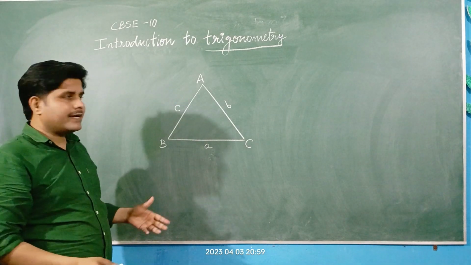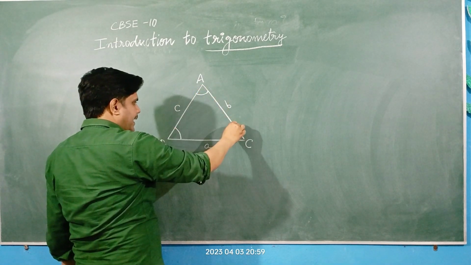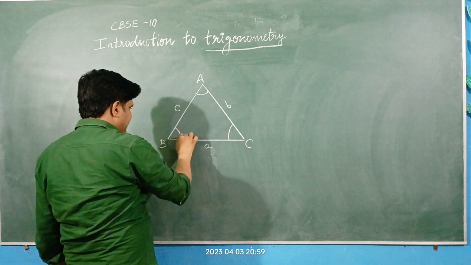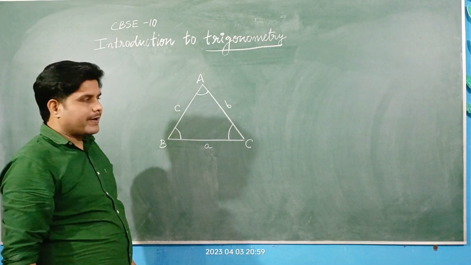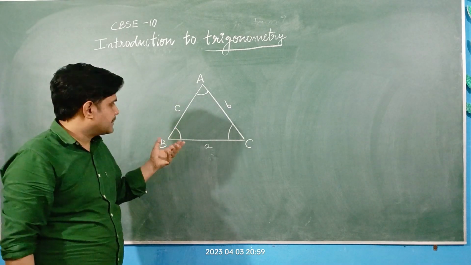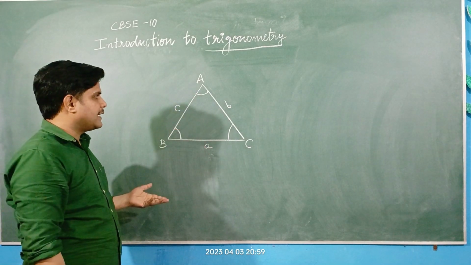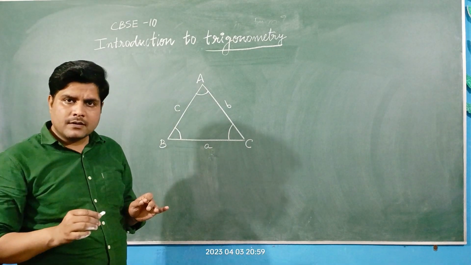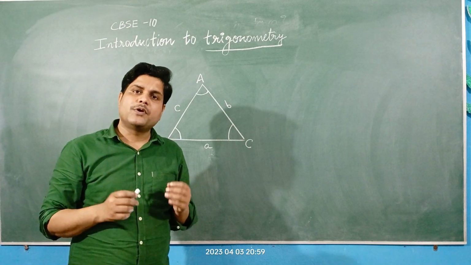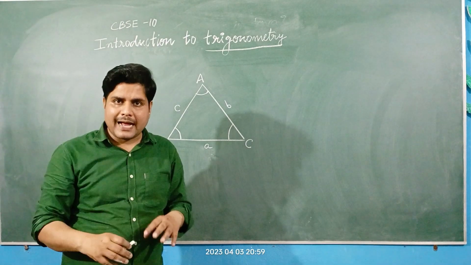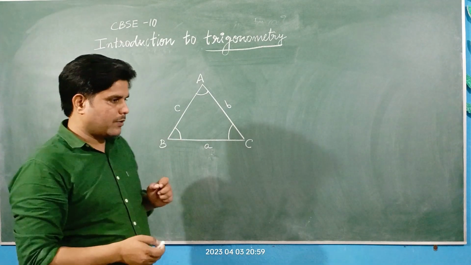What else do we have in a triangle? We have the angles. We have three angles here: angle A, angle B, and angle C. So in trigonometry, basically, we are going to deal with the six elements of a triangle, the three angles and the three sides. This is what we deal with, and only six terms in different combinations we are going to use, and if we just master that, we will master trigonometry. Isn't that easy? Let's find out.